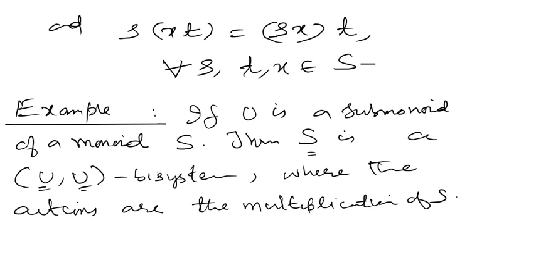They are multiplications of S, and you can easily verify this now. So you see, (s, u) goes to su, the usual multiplication. Similarly, for US, it goes to us. So it's very simple, you can verify all the properties of a bisystem.